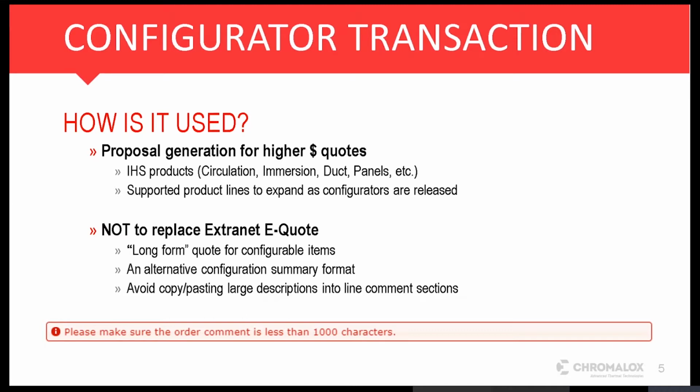And anyone who's tried to copy and paste a circulation heater configuration summary into an extranet line comment has seen this error message before. And then you kind of have to decide what you want to cut out and what you want to leave in, or put it on a Word document and attach it. So this would mitigate some of those issues there.